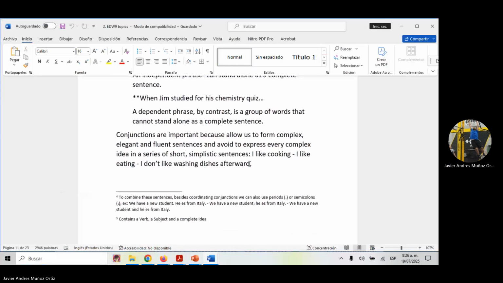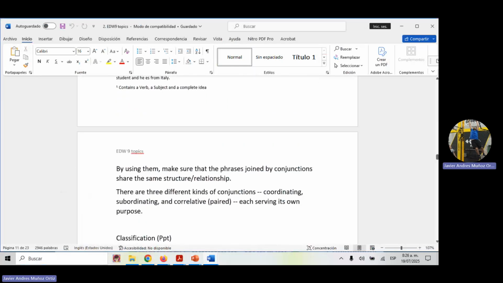Notice that this new sentence takes into account all the previous context, and it's shorter and more elegant and more complex at the same time. So this is the idea of a conjunction: to make something shorter, complex, and elegant. And the idea is to avoid redundancy and simplistic sentences. Okay?